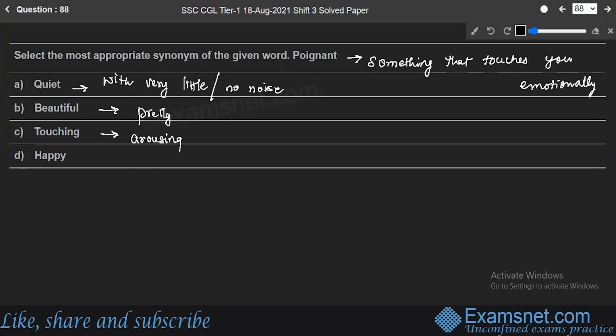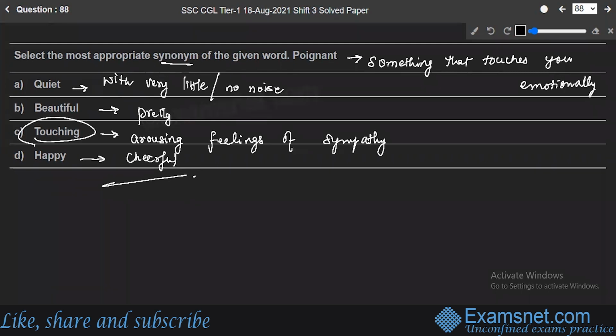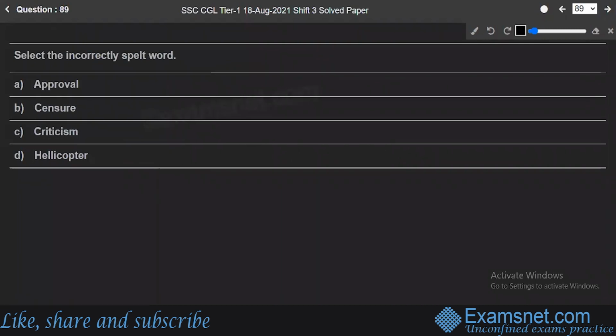Touching means arousing feelings of sympathy. Happy means cheerful, pleased. So you have to find out the synonym of the given word poignant, and it is option C, touching. Hope you are clear. Next, question number 89.